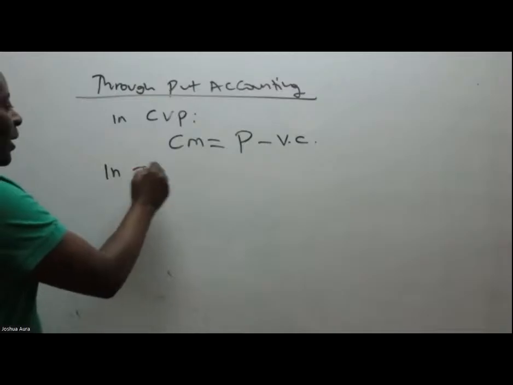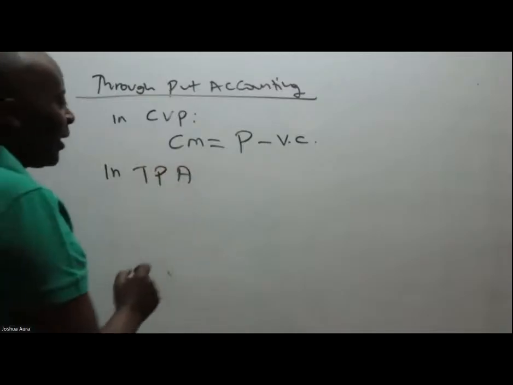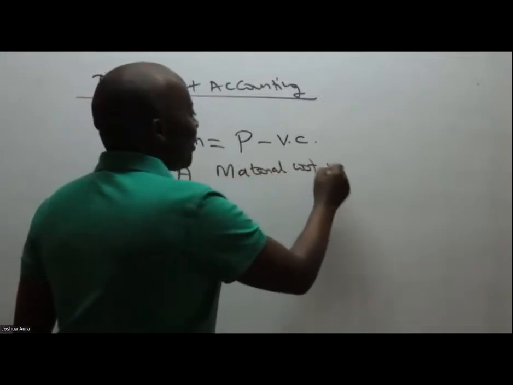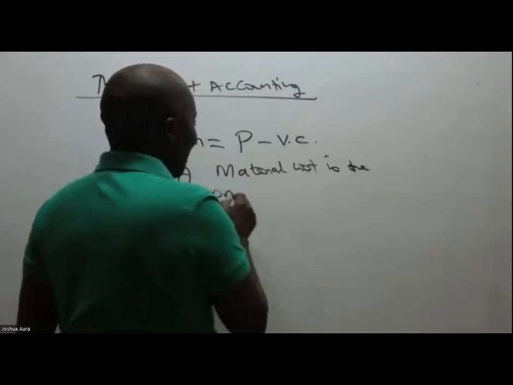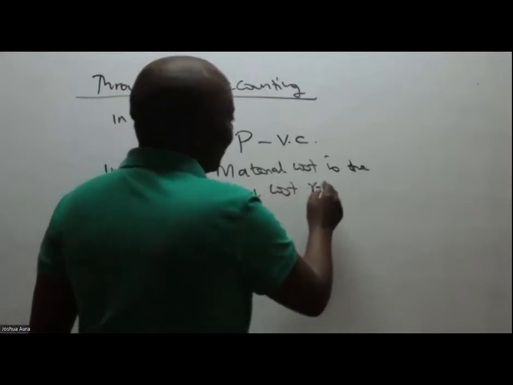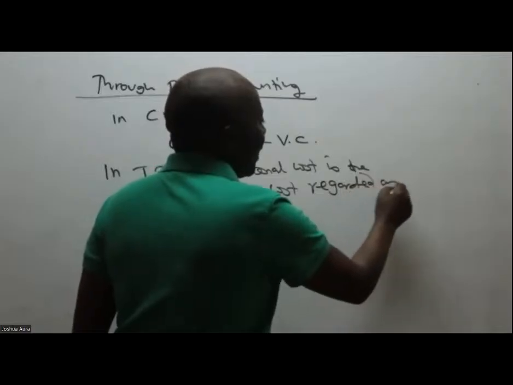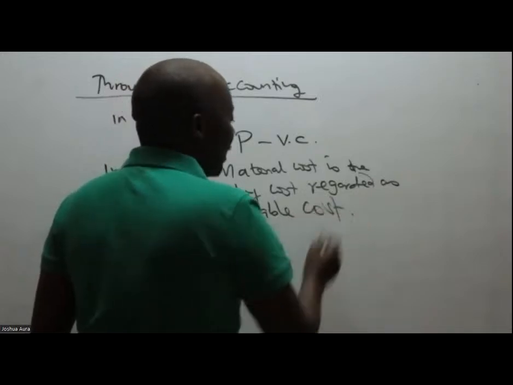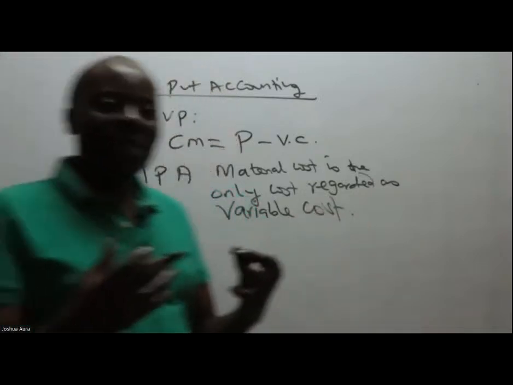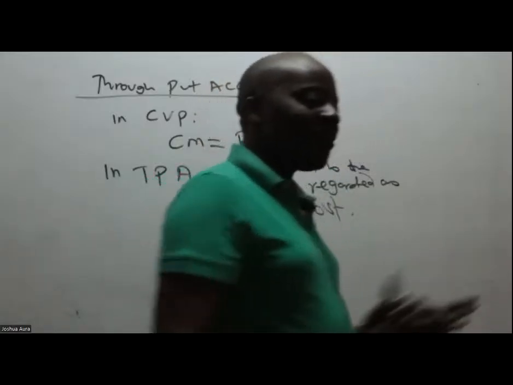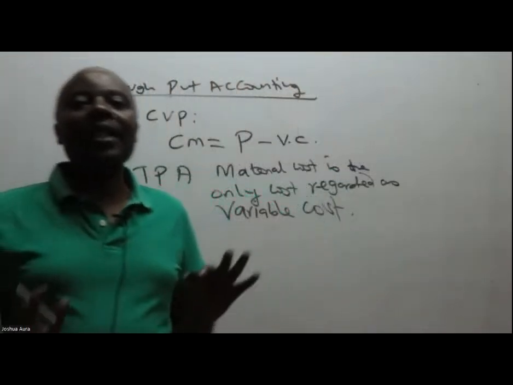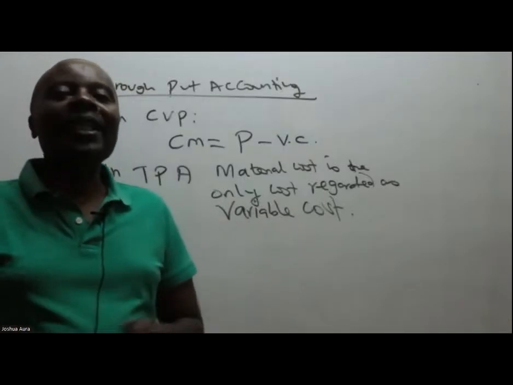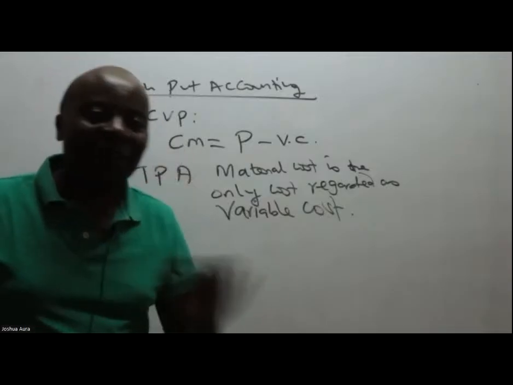In TPA, throughput accounting, material cost is the only cost regarded as variable cost. The throughput is the material. All the other expenses are fixed. Under throughput accounting, all expenses other than material costs are fixed.